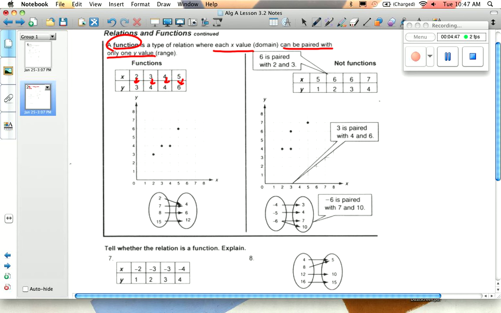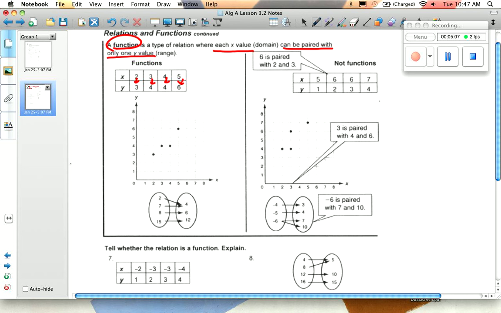You'd say, okay, first of all, are there any x's repeated? No. And if there are any x's repeated, then you'd say to yourself, well, are those x's paired up with the same y values then? Because if they're paired with different y values, you'd say, that's a problem for a function. It can't be a function then.